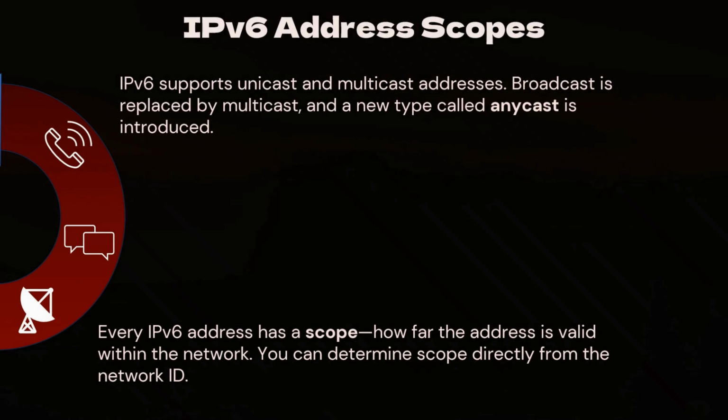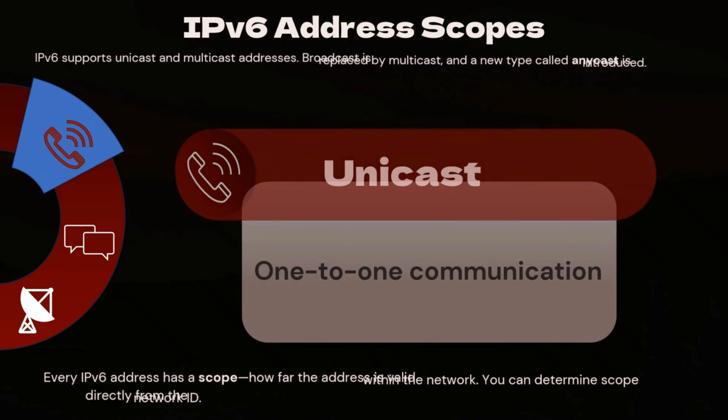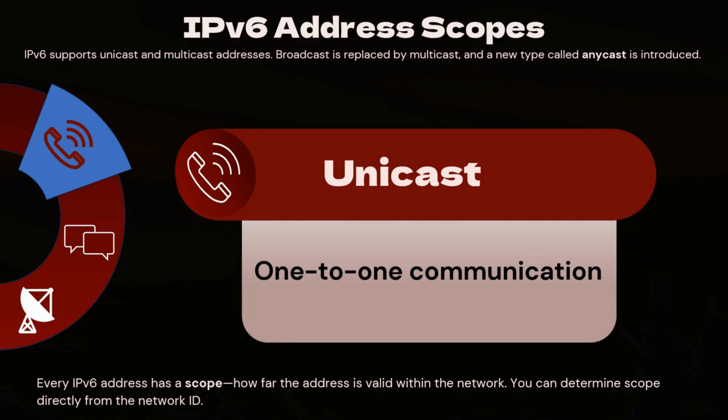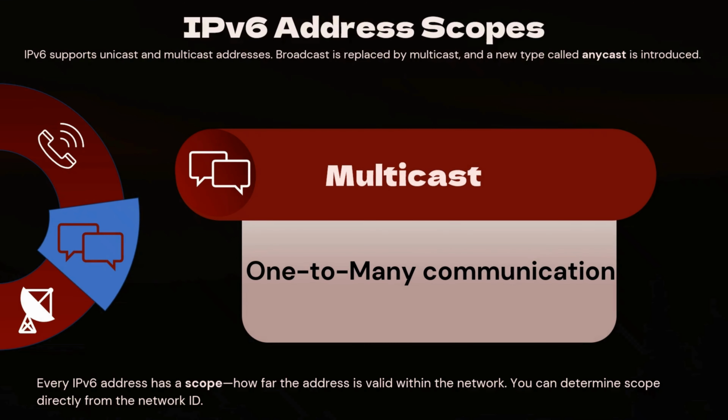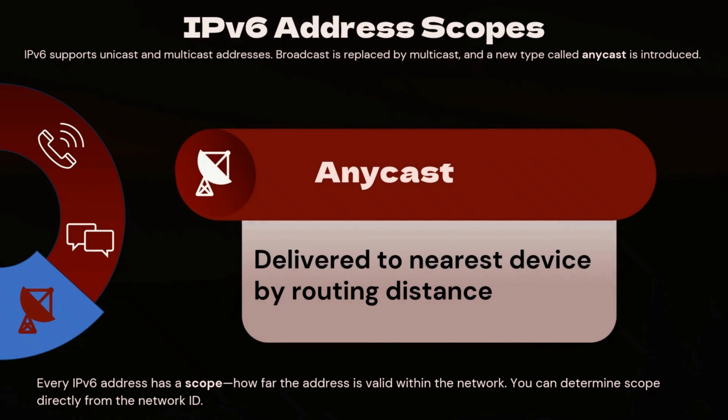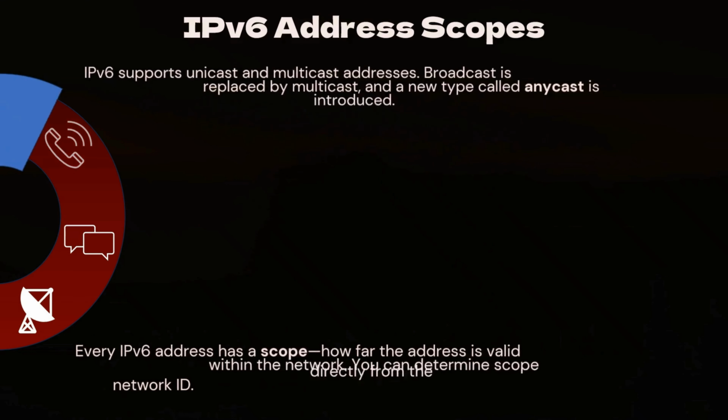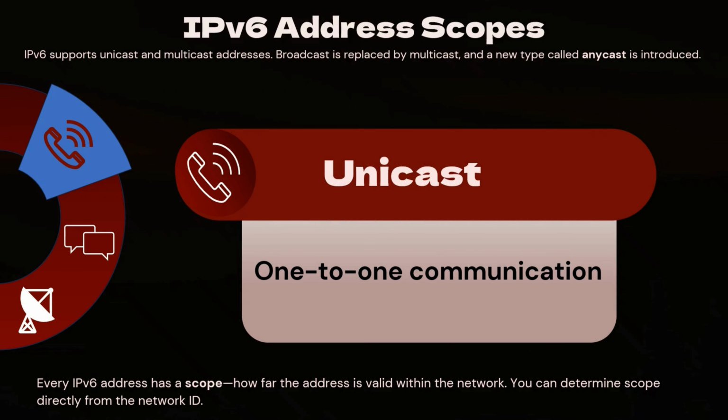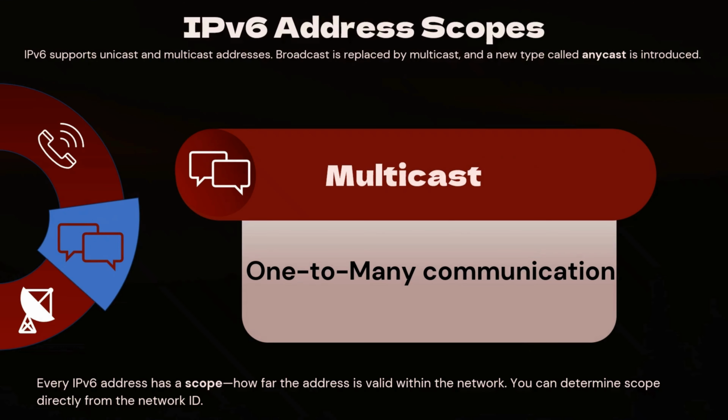Now, let's talk about IPv6 address scope. Now, like IPv4, IPv6 supports both unicast and multicast addresses, but there are some key differences. IPv6 no longer supports or uses broadcasts. Its role has been taken over by the multicast. And IPv6 also introduces a new type of address called an anycast. An anycast address looks like a multicast address, but it's different. When data is sent to an anycast address, it's delivered to the nearest device in terms of routing distance. This makes anycast useful for services like DNS or time servers, where it doesn't matter which server you reach as long as it's the closest one.